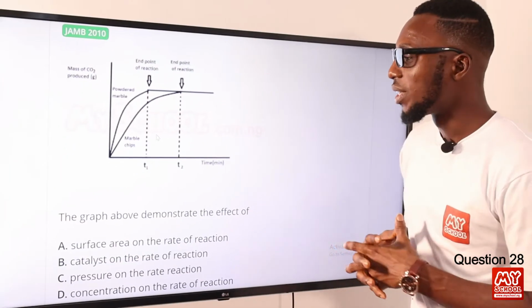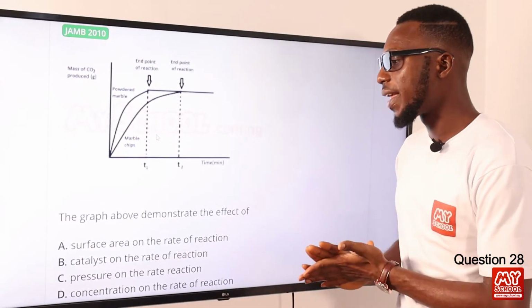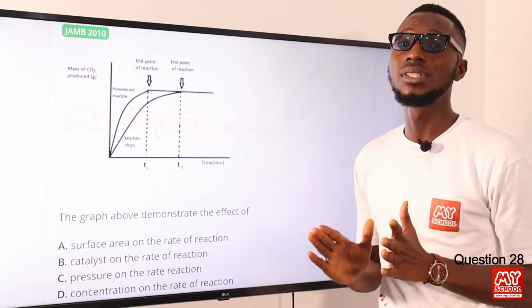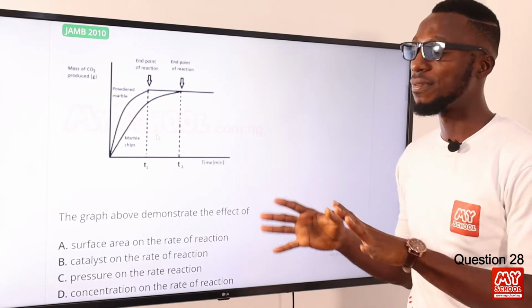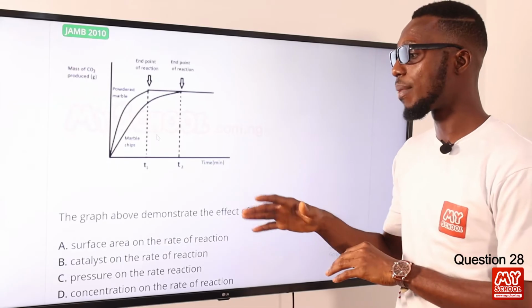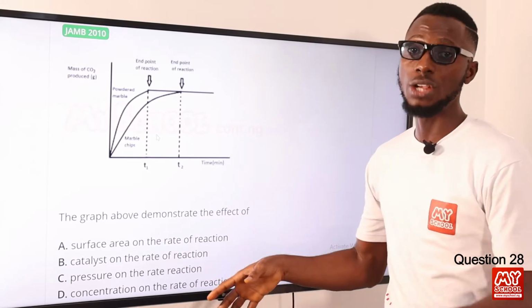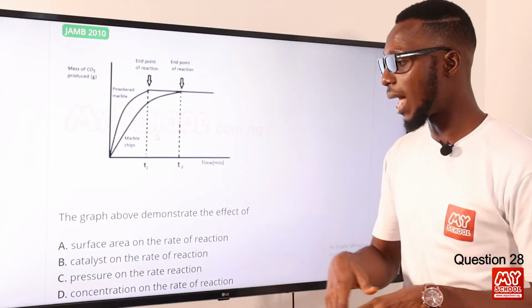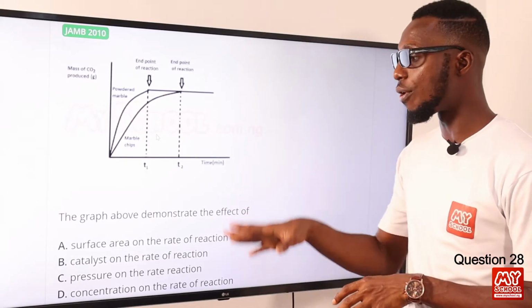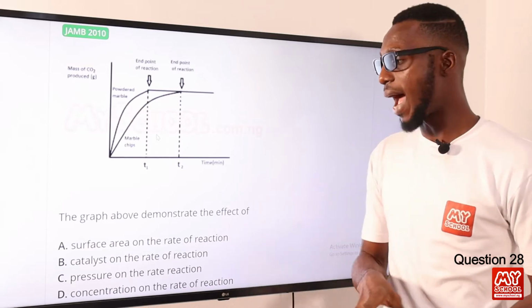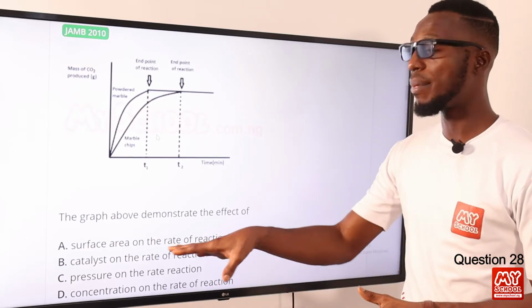28. So the graph above demonstrates the effect of what? If you want to consider factors that can influence the rate of a chemical reaction, you can talk about factors like the nature of the reactant, the concentration or pressure if you are pointing to gases, the effect of catalysts, the effect of light. As well, you can talk about surface area.